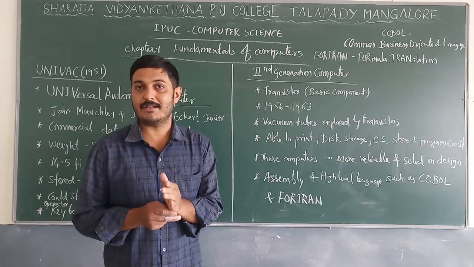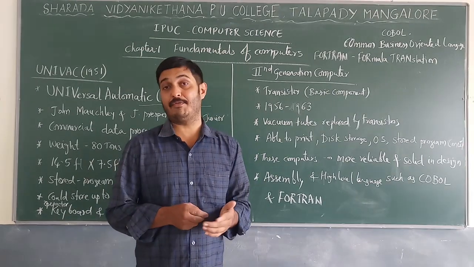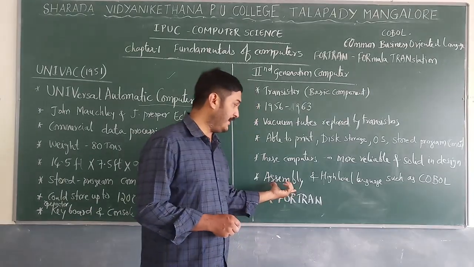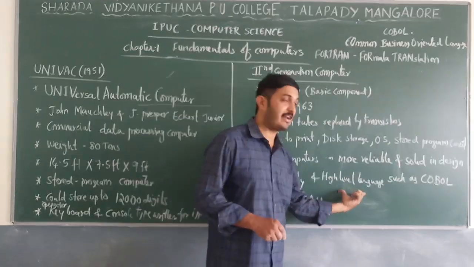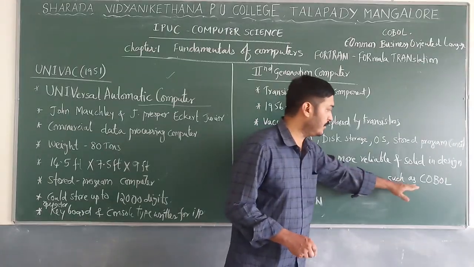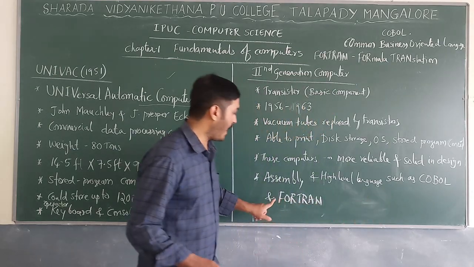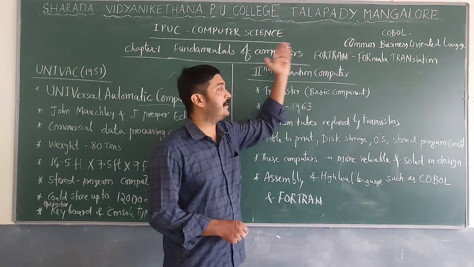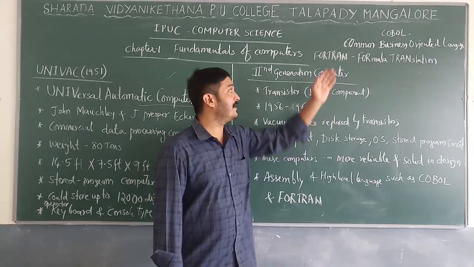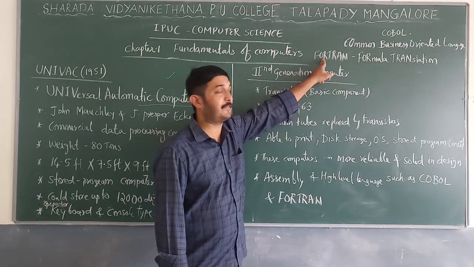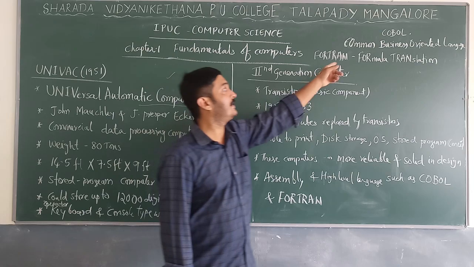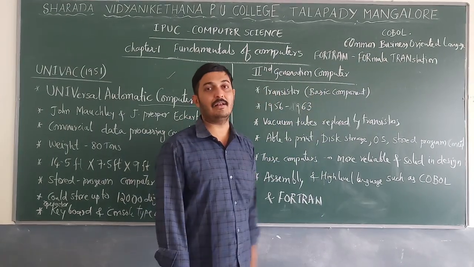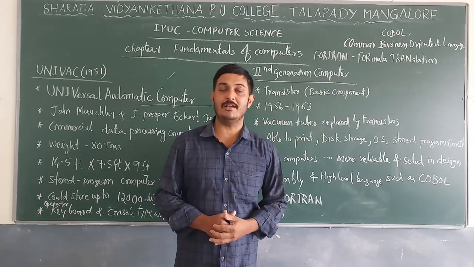That means instructions need not be in machine level language, not in 0 and 1 form. Here we can use some mnemonics and English-like statements. The languages are COBOL and Fortran. COBOL means Common Business-Oriented Language. Fortran means Formula Translation, which is mainly used in the scientific field, while COBOL is usable by business people. Okay, these are about second generation computers.